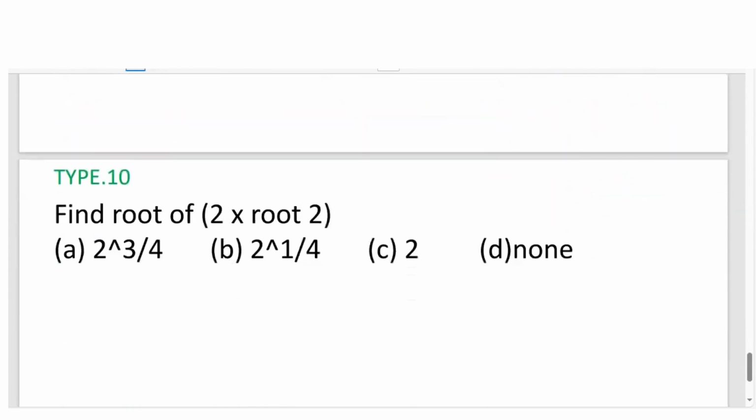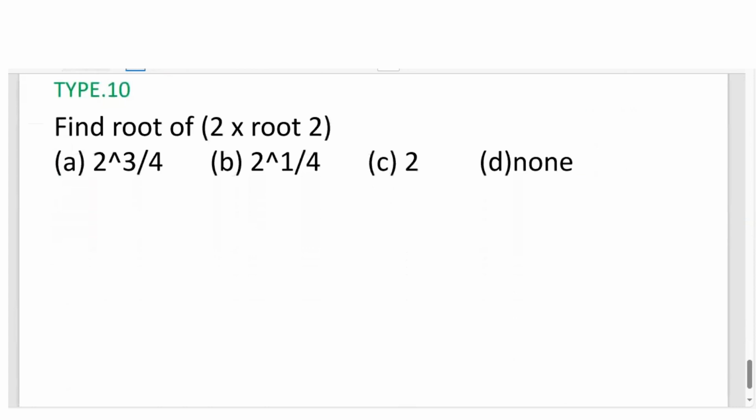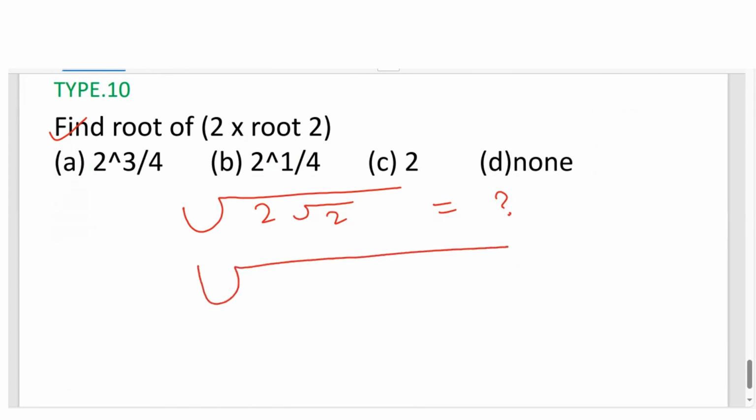Let us see the next, last question. So here the question is: find the square root of 2 into root 2. That means my question is to find the square root of 2 root 2. You have to find the answer of this. Similarly, if anyone asks you 2 root under, again root under, again root under, any question of this type can be answered with this knowledge.